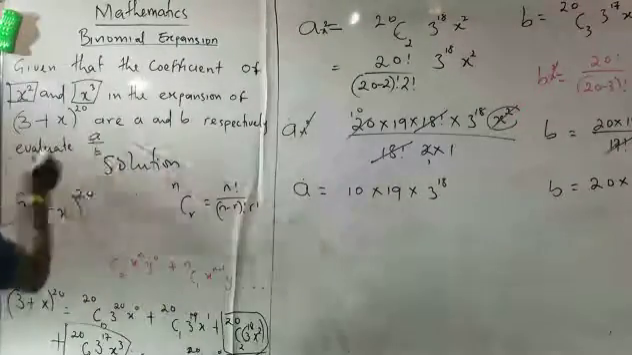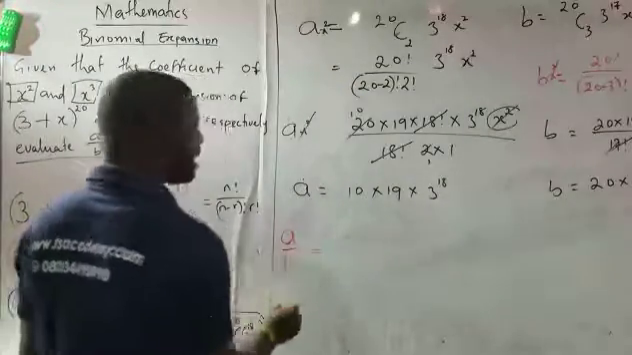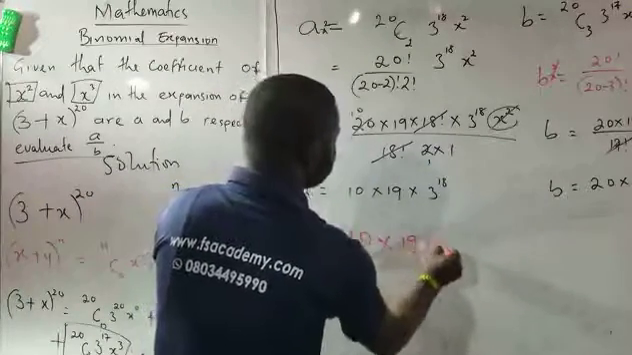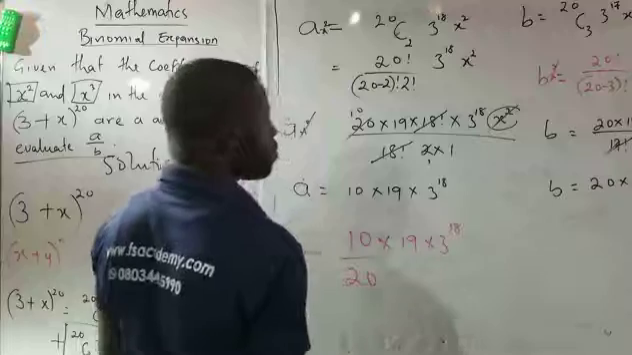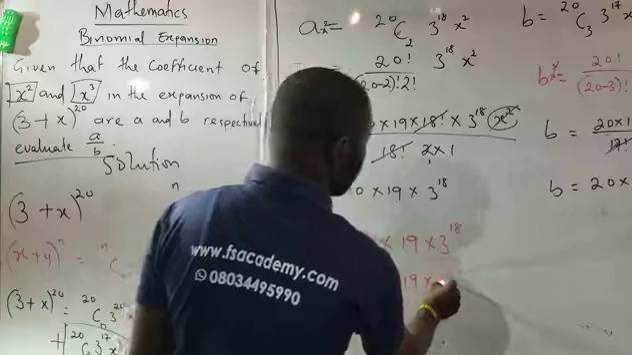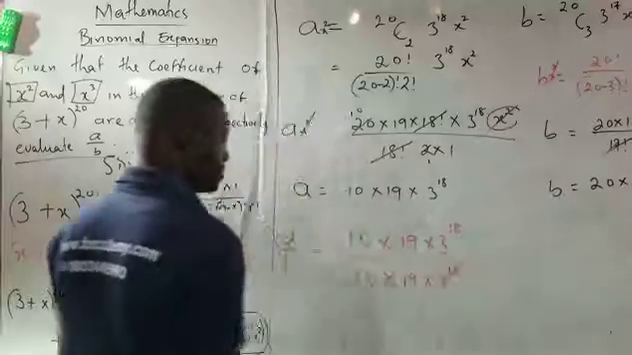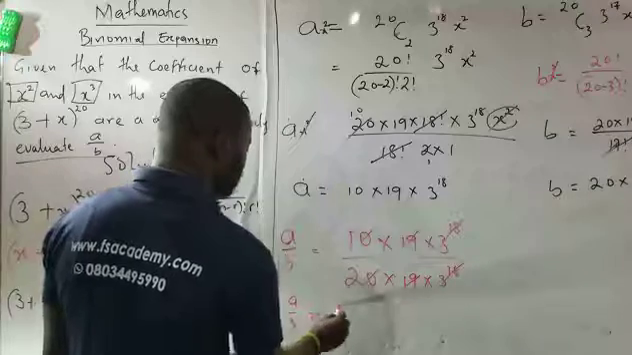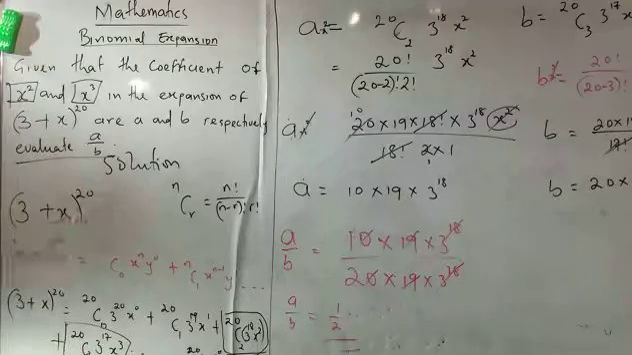Mind you, I'm asked to evaluate A divided by B. It will directly equal to 10 multiplied by 19 multiplied by 3 raised to power 18, divided by what is my B? B will be 10 multiplied by 19 multiplied by 3 raised to power 17. This will cancel this, which is indices. Here 1, here, which is going to be A divided by B will be equal to 1 over 2. That is my answer. It means my A divided by B is 1 over 2.